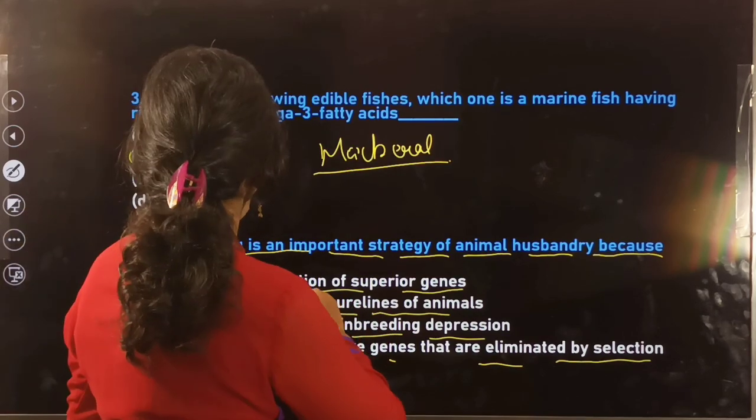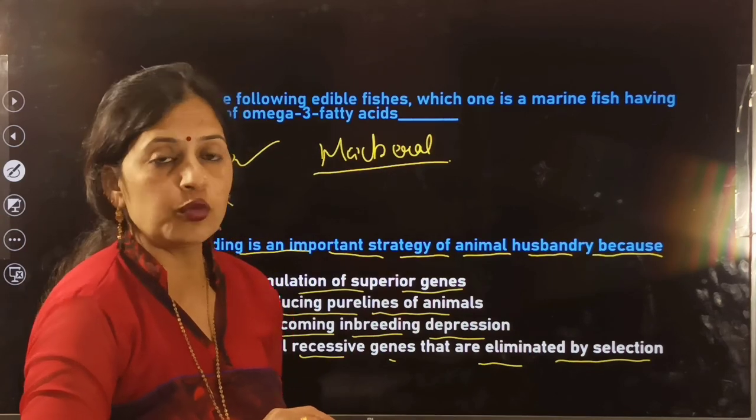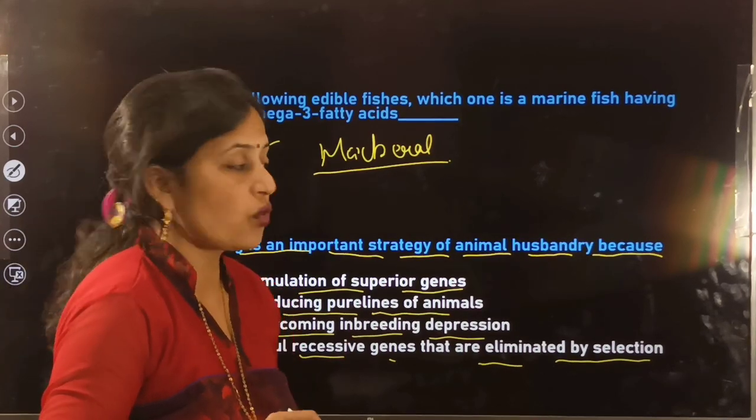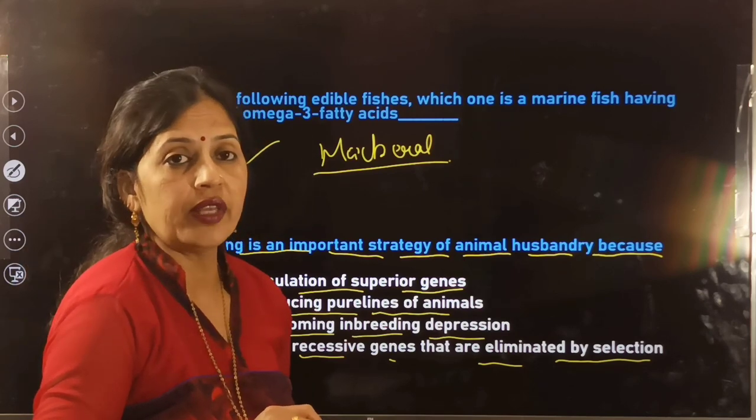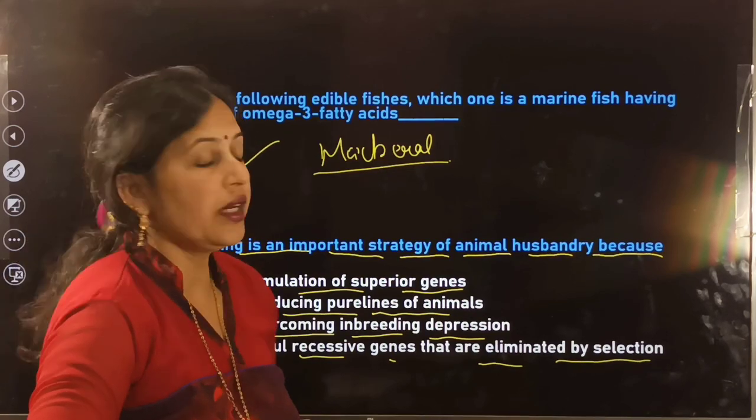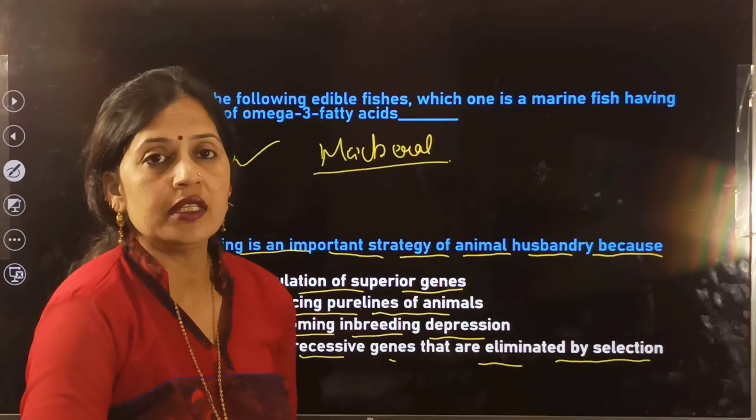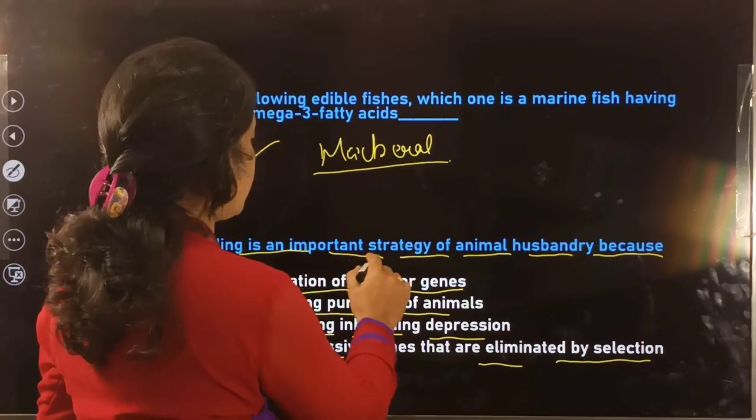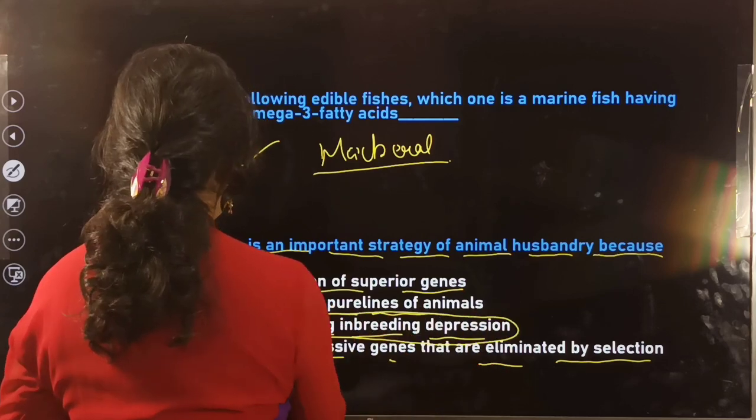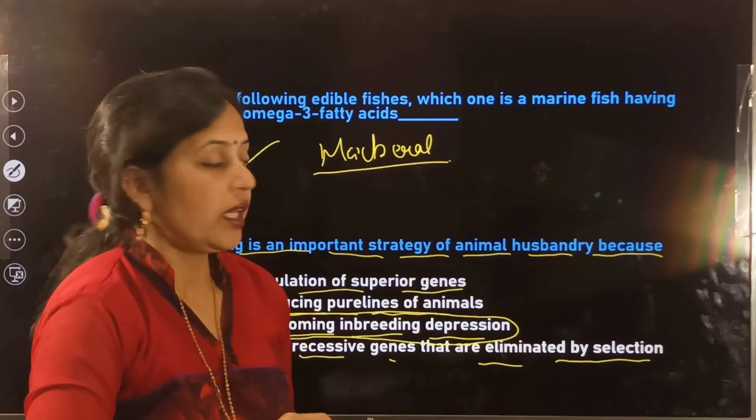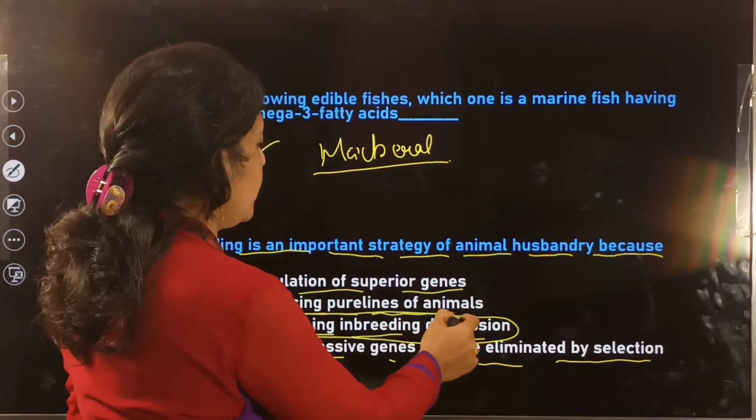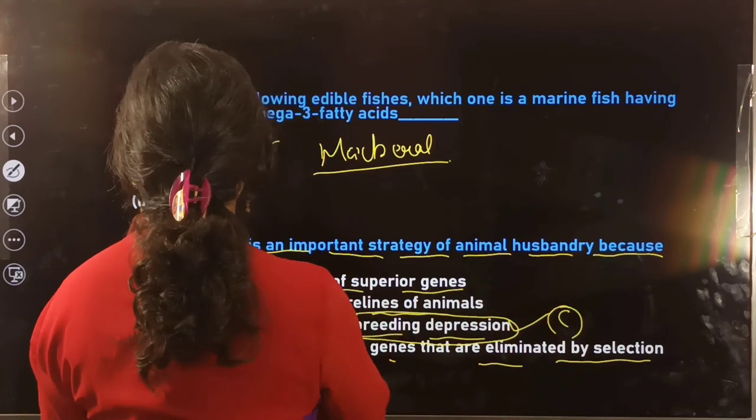So here, beta, question number 4, outbreeding is an important strategy especially for the animal husbandry. Why? Because it is useful in overcoming inbreeding depressions. So outbreeding is an important strategy of animal husbandry because it is useful in overcoming inbreeding depression. So here option C is the right answer for the question number 4.